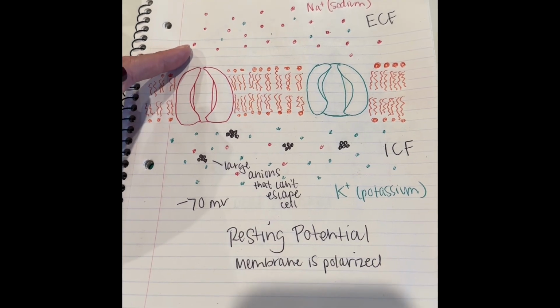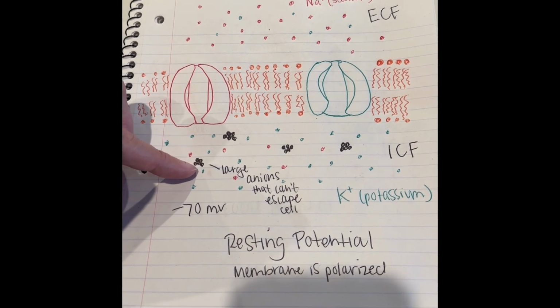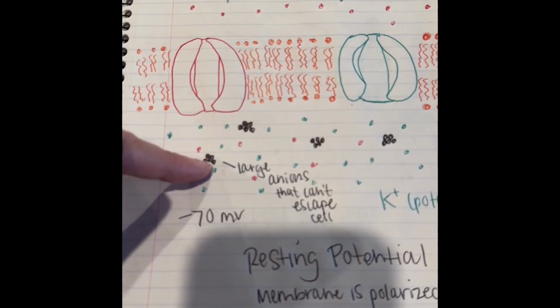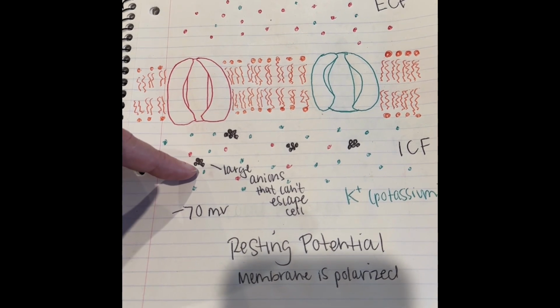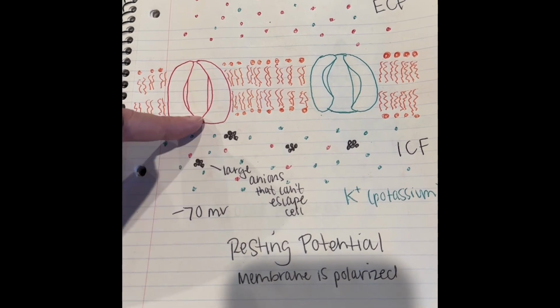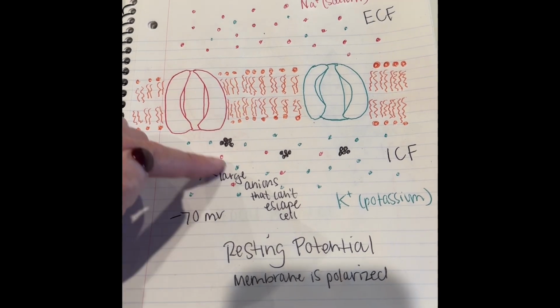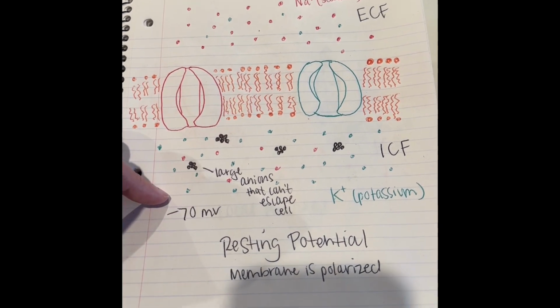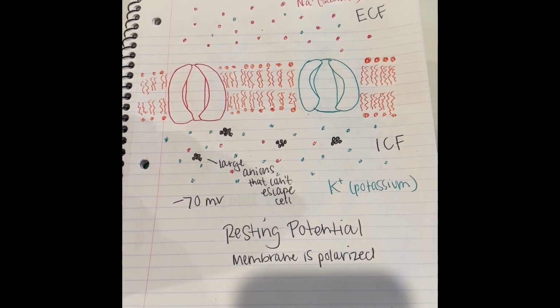Even though sodium and potassium are both positively charged, the little black ones represent the large anions, and they have a negative charge, and they are too large to escape the cell. Therefore, their negative charge counteracts against the positively charged potassium. So that is resting potential, the negative 70 millivolt.